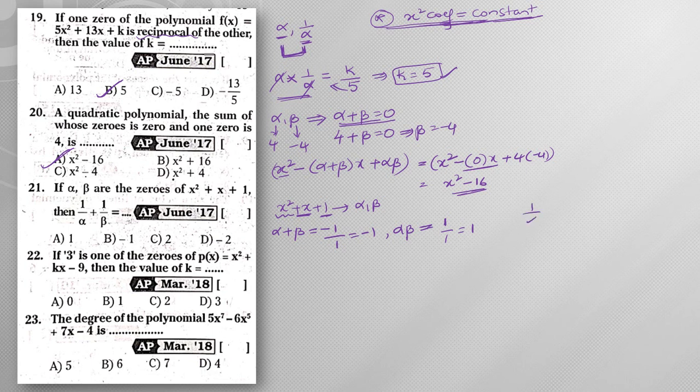Now what is he asking you to find? 1 by alpha plus 1 by beta. So the value of 1 by alpha plus 1 by beta, how can you obtain? By taking LCM. Alpha beta is the LCM, then in the numerator we are going to get beta plus alpha. Already we have the value of beta plus alpha, which is nothing but minus 1, divided by alpha into beta is 1.